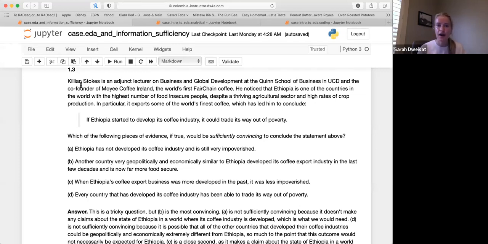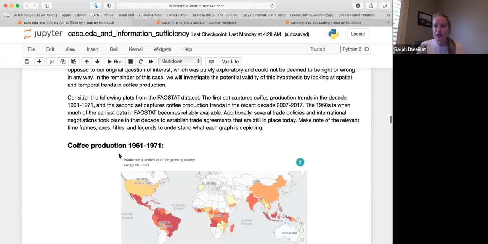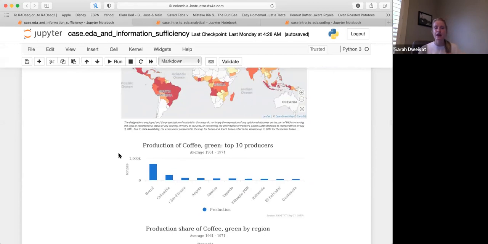Killian Stokes came out with this report, or this opinion, based off of his knowledge and data, that if Ethiopia started to develop its coffee industry, it could trade its way out of poverty. So the reason that we decided to look at coffee is, based off of this report, and we see that this FAO Stat has data on coffee. This is a hypothesis we can try to test out pretty easily based off of that data. Well, I say easily, but we'll actually find all these questions are pretty complex.